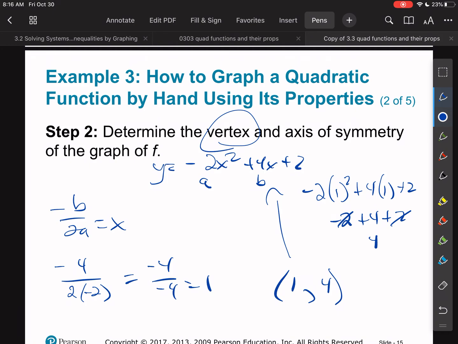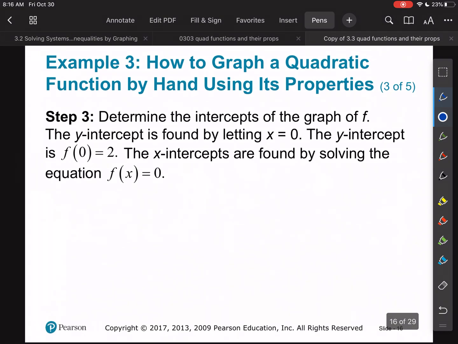Okay, so now what I know is at 1, 4, I have a vertex. This is my line of symmetry at 1, and I know that it's opening down. Now, how wide it opens, I don't know necessarily, although I do know that it crosses at positive 2, because that's my y-intercept. But I don't know exactly where it crosses the x. So step 3 is determining that.